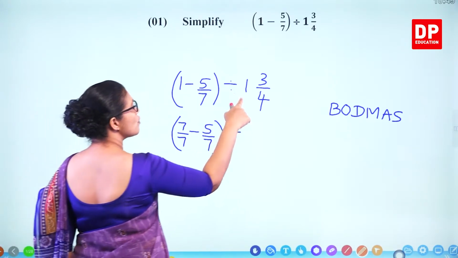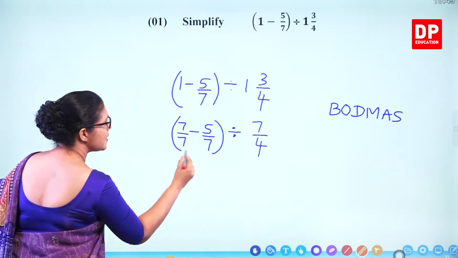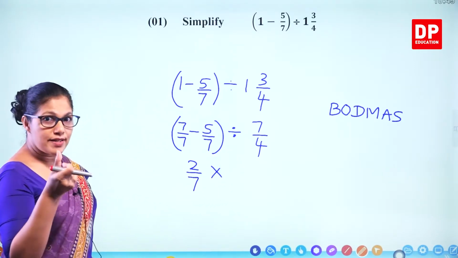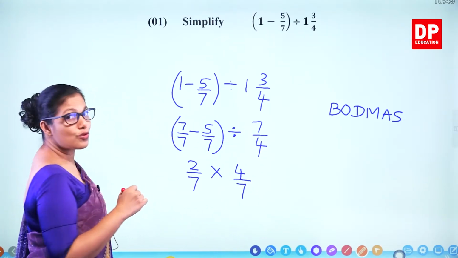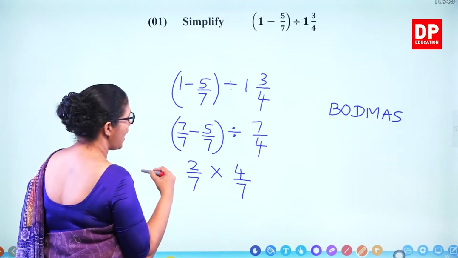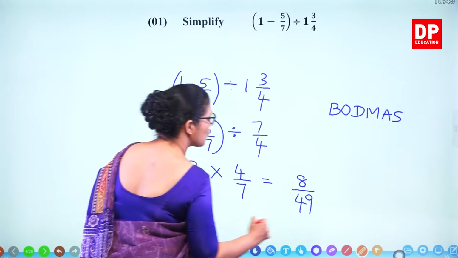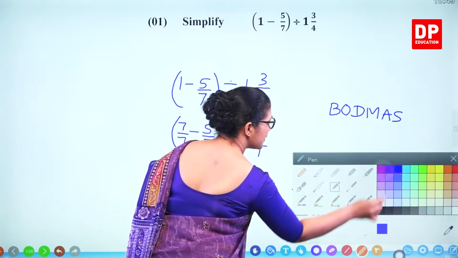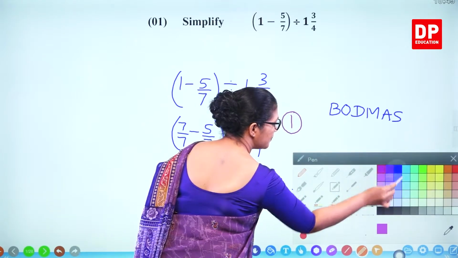Convert to improper: 4 times 1, 4, plus 3 is 7, so 7 over 4. Now you can simplify inside. You get 2 over 7 multiplied by the reciprocal of this. 4 goes to the numerator, 7 goes to the denominator. Now you get 2 times 4, 8, and 7 times 7, 49. So 8 over 49. 2 marks for that: 1 mark for the answer and 1 mark for the method.